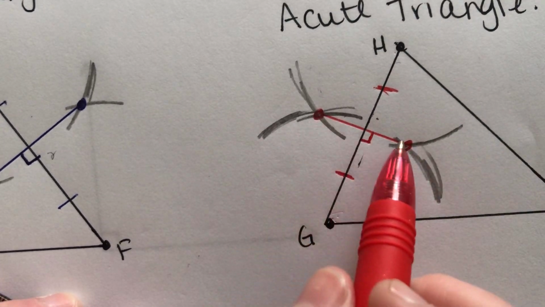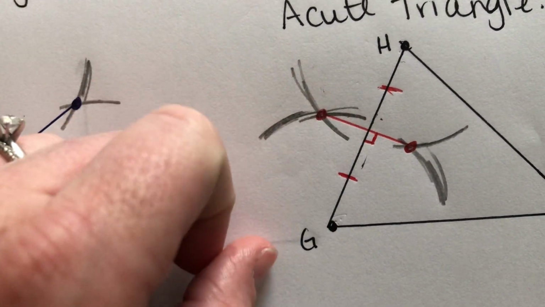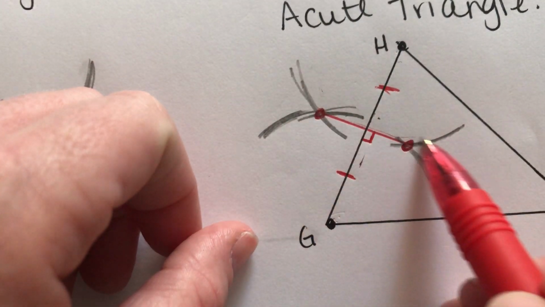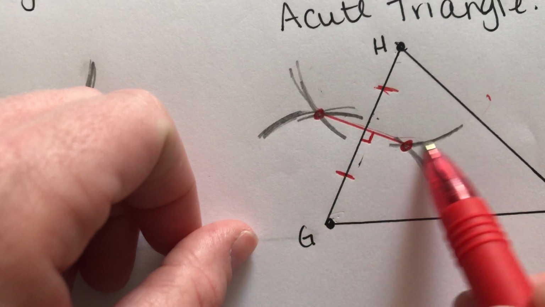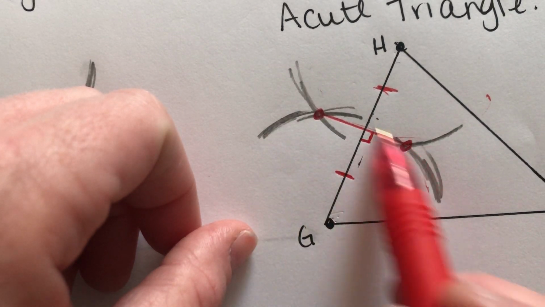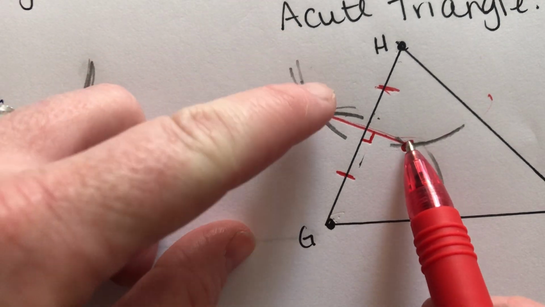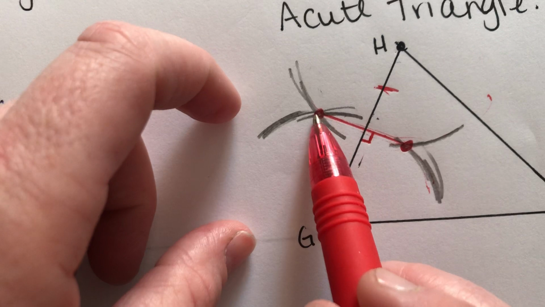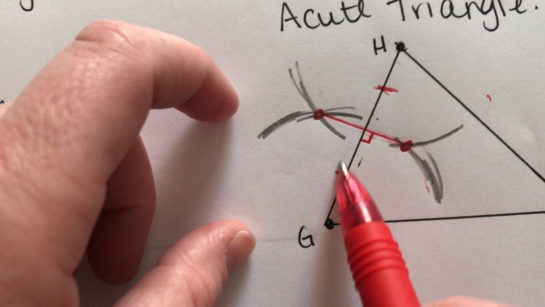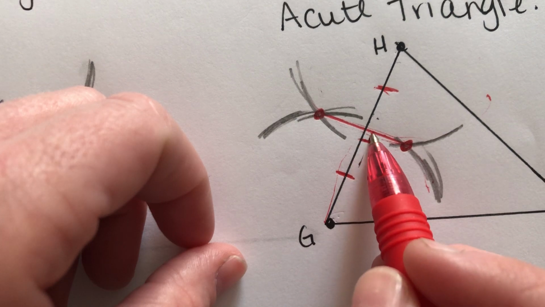So this is a segment bisector. I created it from those measurements, right? Where this arc right here, that's equal distance from H, crosses over this arc, which is all equal distance from G. So they're equal distances from each other, and where they intersect, when I join those 2 points together, that line is a segment bisector, and it crosses it. It's a perpendicular segment bisector.